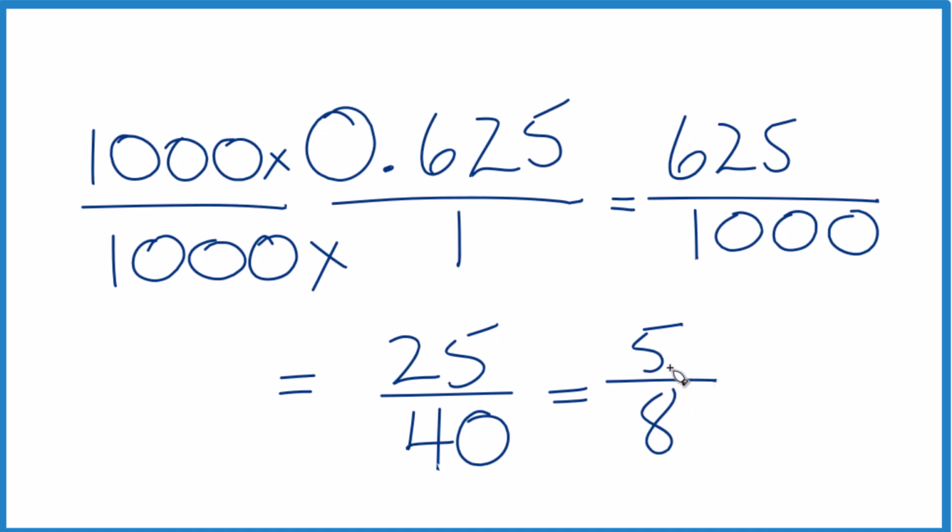They would be the same distance on a ruler or the same volume or amount. So 0.625, the decimal, equals 5/8. We did that by getting it to these whole numbers in a fraction and then simplifying the fraction.